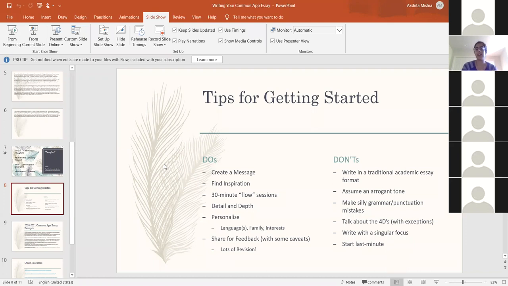A couple of don'ts. Don't write in a traditional academic format. I feel like that one's pretty obvious, as well as don't assume an arrogant tone. This happens unintentionally a lot too, because Common App essays have a lot of I's in them. It's like, I did this and I did that and this happened to me. But by being more descriptive and incorporating your setting and other people or other situations, you can take the focus off of you for a little bit and show that you're not such a self-centered person, and you consider the world around you. Don't make silly grammar and punctuation mistakes.